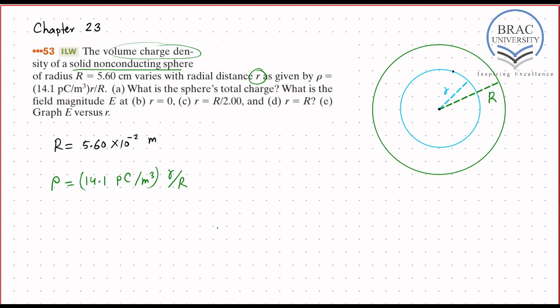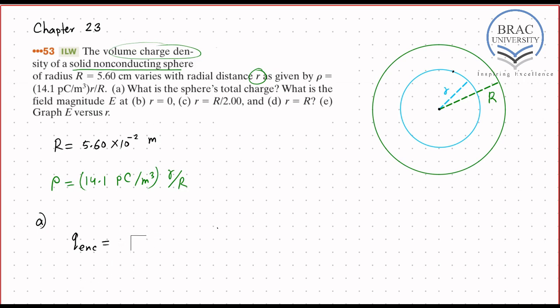Now question A asks for the sphere's total charge. How can we find it? If the charge density was uniform, it would have been fairly straightforward: Q enclosed equals rho times the volume of the sphere. But this is not the case because the density rho is not uniform. It increases as the radial distance small r from the center increases. So we have to do the integration.